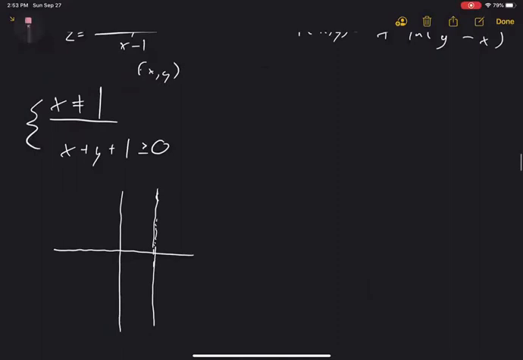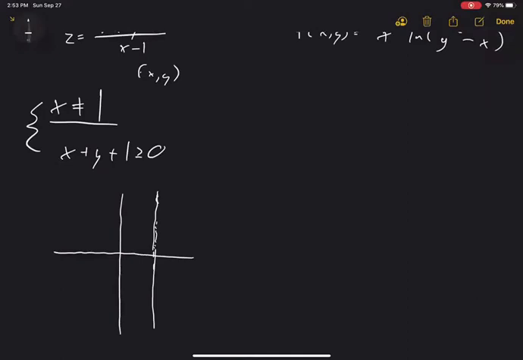And then what about x plus y plus 1 greater than or equal to 0? Well, if we had equals 0, that's just a line, and we can rearrange this. That's the line y equals negative x minus 1.